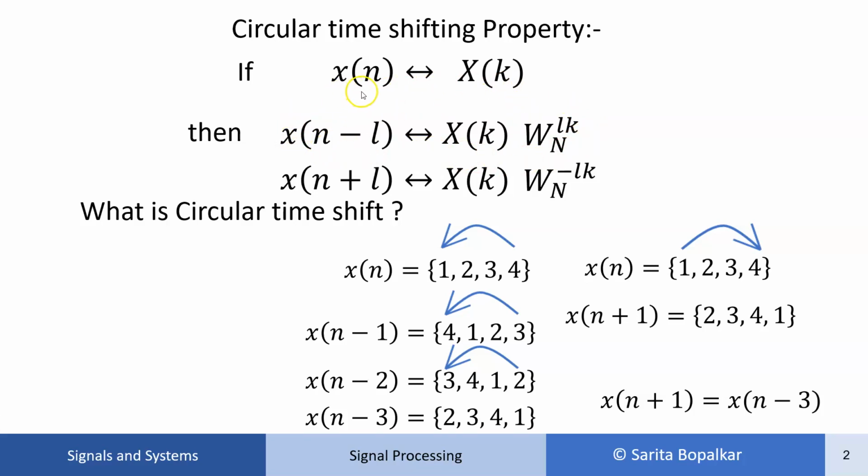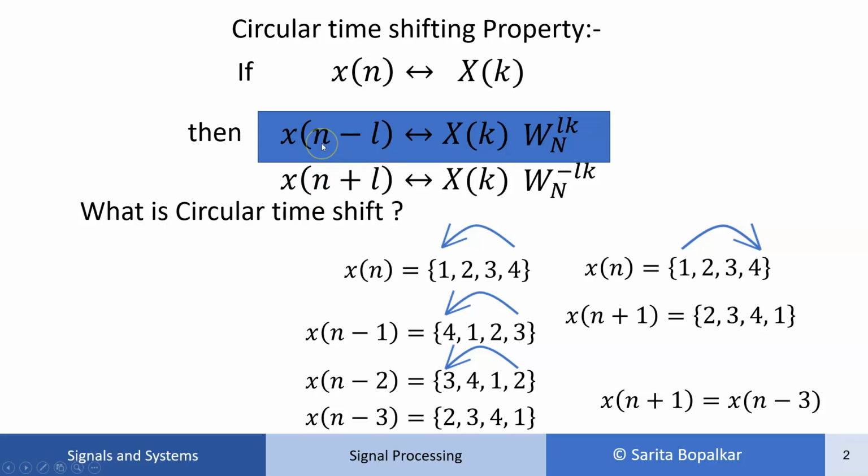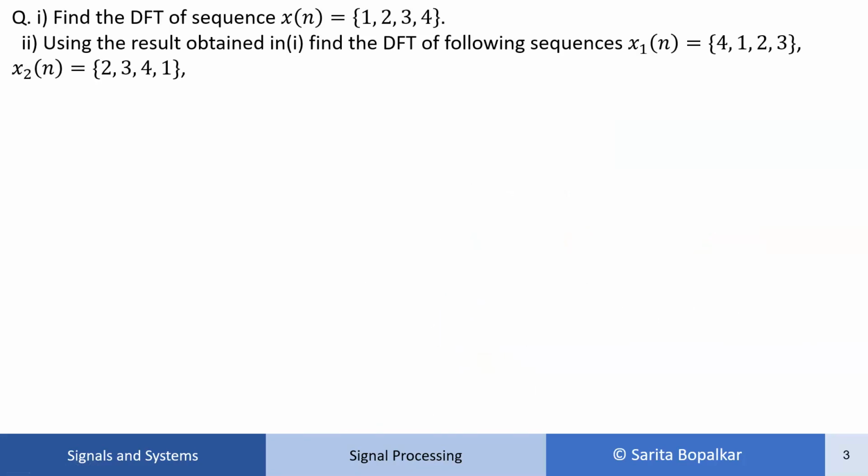That is, if x(n) is the sequence, if its DFT is X(k), and if we delay x(n) by L units, x(n-L), the effect on the DFT is that your DFT will get multiplied with W_N^{Lk}, where L is the time shift which we have added. So we can remember only this one so that it will be easy for us while doing the calculations. Now, let's solve one example.